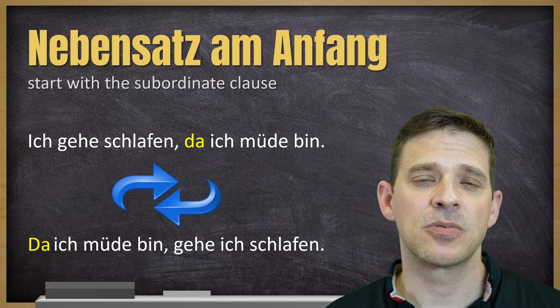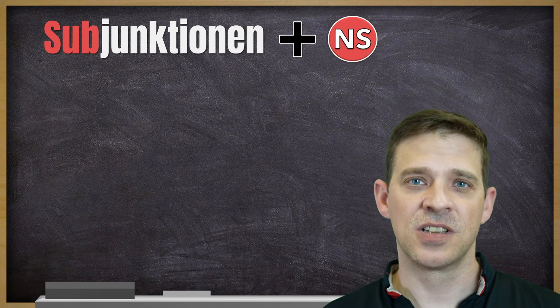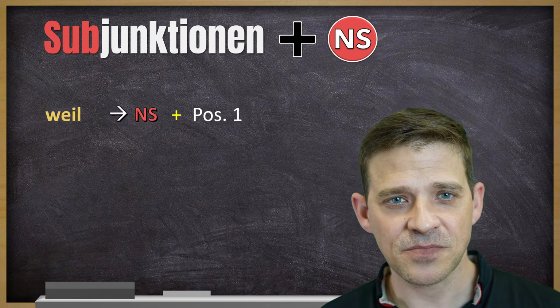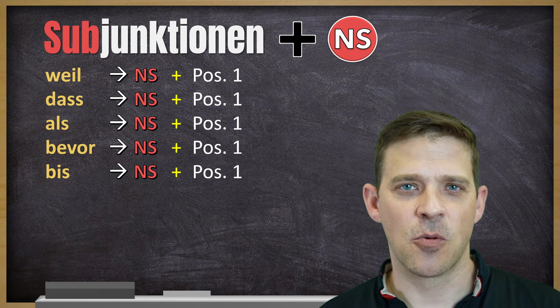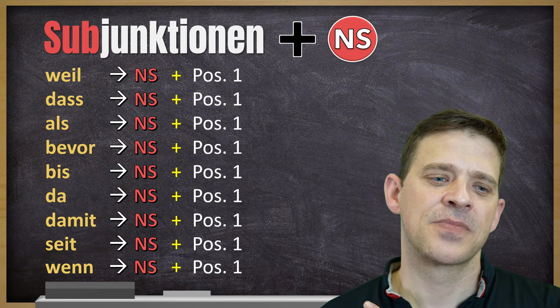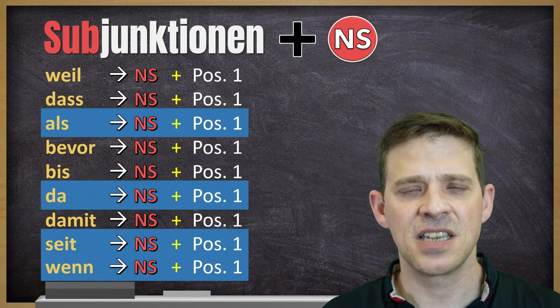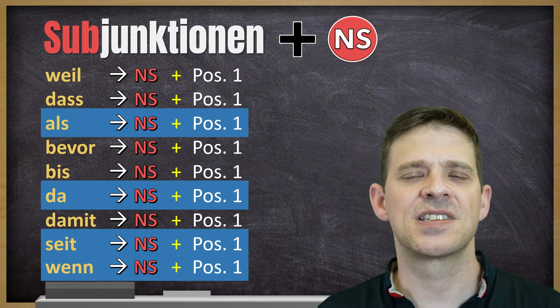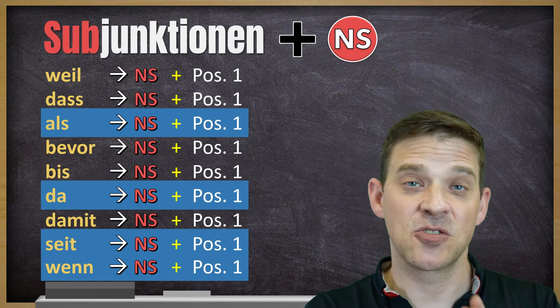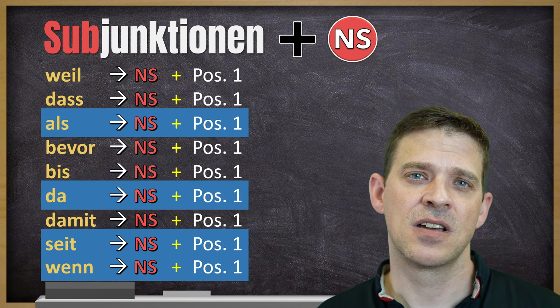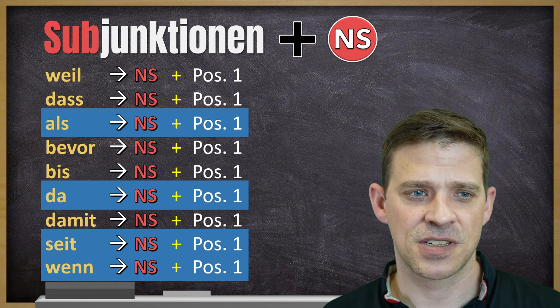Now this is possible for actually pretty much all Subjunktionen, but it's not that common, except for those here. Als, da, seit und wenn. These are quite commonly used in the beginning of the sentence. So you start the subordinate clause with those subjunctions.